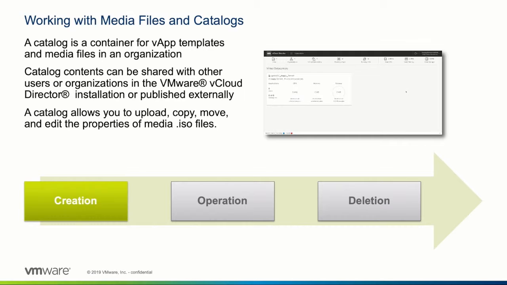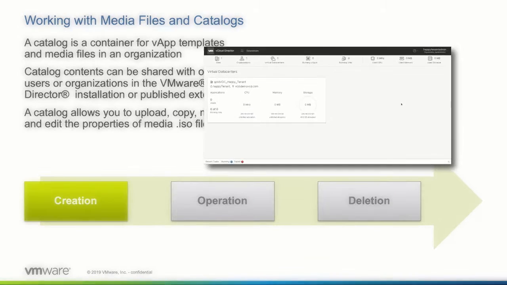If a system administrator enables catalog sharing for the organization, an organization catalog can be shared with other organizations in the vCloud Director installation, or they can be published externally. A catalog can be uploaded, copied, or moved, and the properties of the media files can be edited. Let's see how we can create such a catalog.